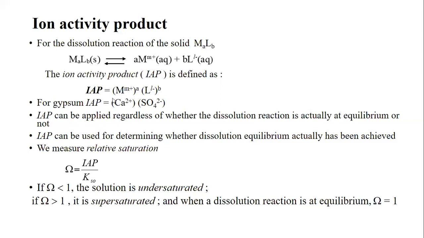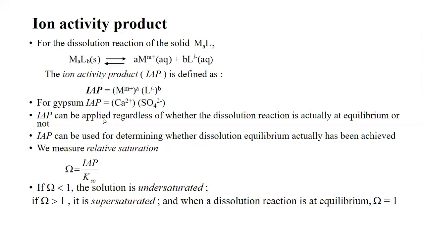As long as we can measure calcium, we can measure sulfate, and we can measure all the ions. We can calculate gamma for calcium, gamma for sulfate. So we multiply them by each other. We have the IAP, the ion activity product for that particular compound. So why also do we use it? IAP can be used for determining whether the solution equilibrium actually has been achieved or not.